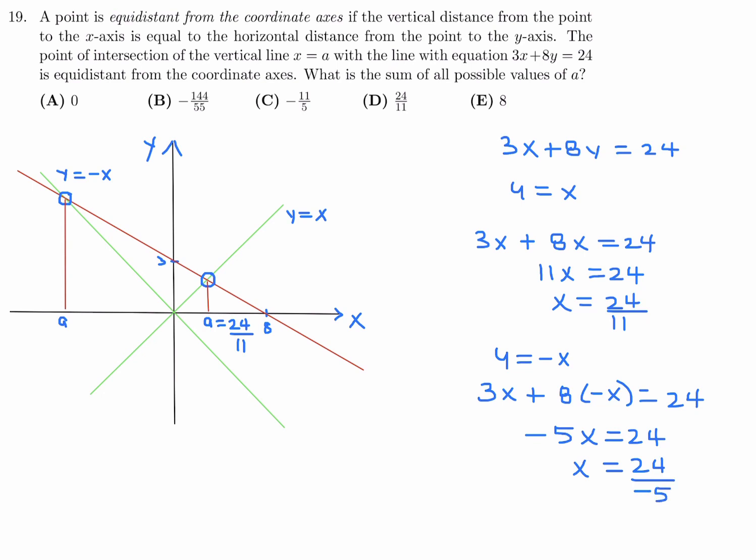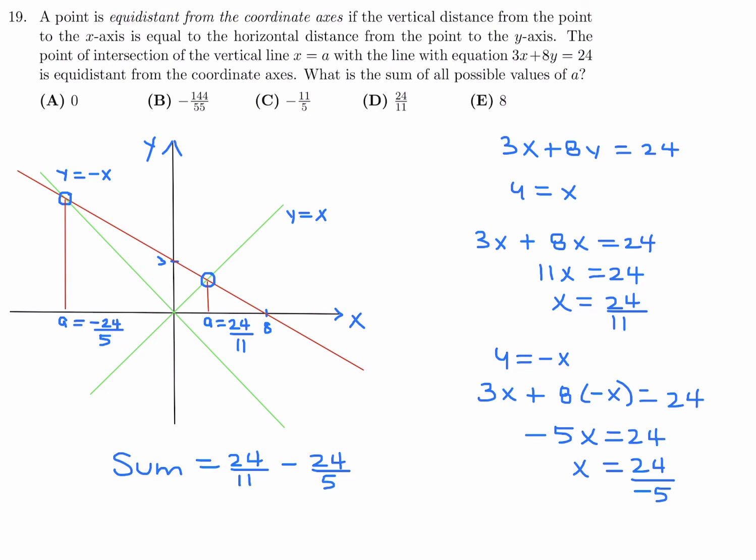Okay, so that means this a over here is negative 24 over 5. They want you to find the sum of the possible values of a. All right, well, that sum will be 24 over 11 minus 24 over 5.